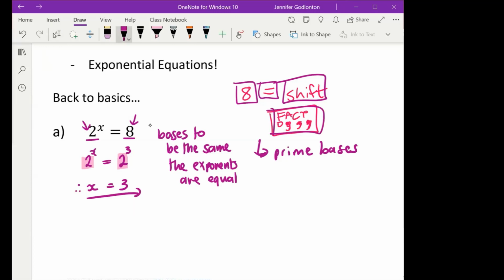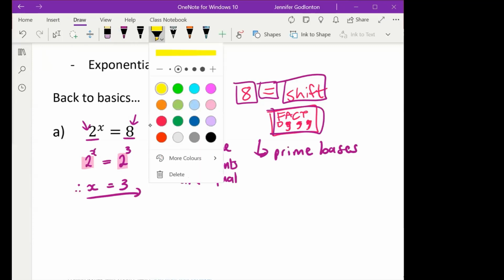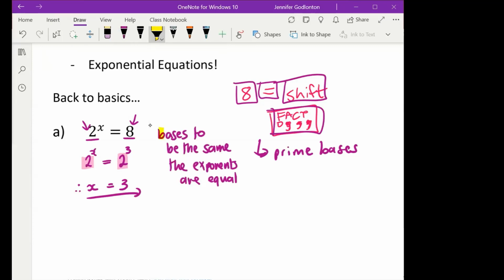When we have an exponential equation, our first goal is we want our bases to be the same. And in order to get our bases to be the same, we use this lovely little trick of using shift fact in our calculator to get it to its prime base.